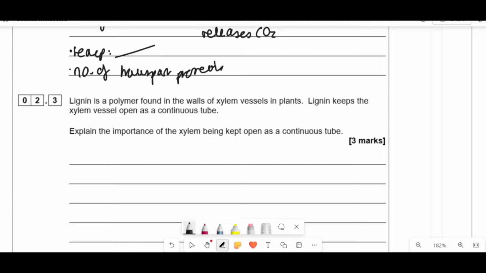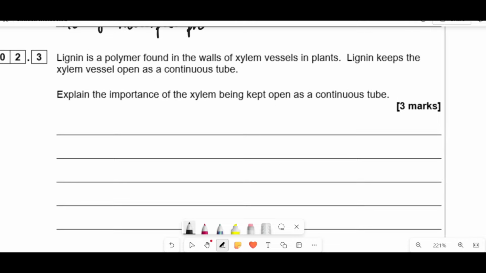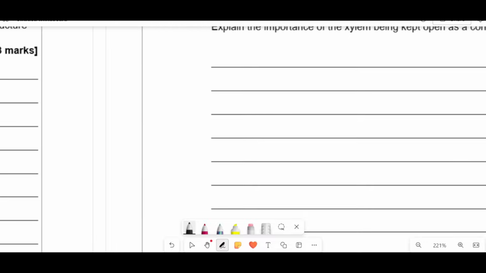Lignin is a polymer found in the walls of xylem vessels in plants. Lignin keeps the xylem vessel open as a continuous tube. Explain the importance of the xylem being kept open as a continuous tube. So here, less than 5% of people actually got all 3 marks, and a lot of people were just mentioning a water column and then said cohesion caused by hydrogen bonds, but no one talked about tension. And a lot of people were talking about answers to do with translocation and source and sink, which is not very helpful. Just as a quick side note on how water moves in plants, because this is something I see a lot of people struggle with.